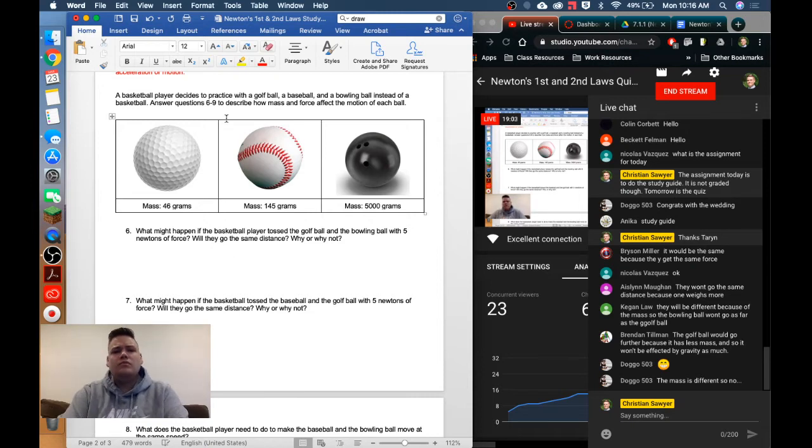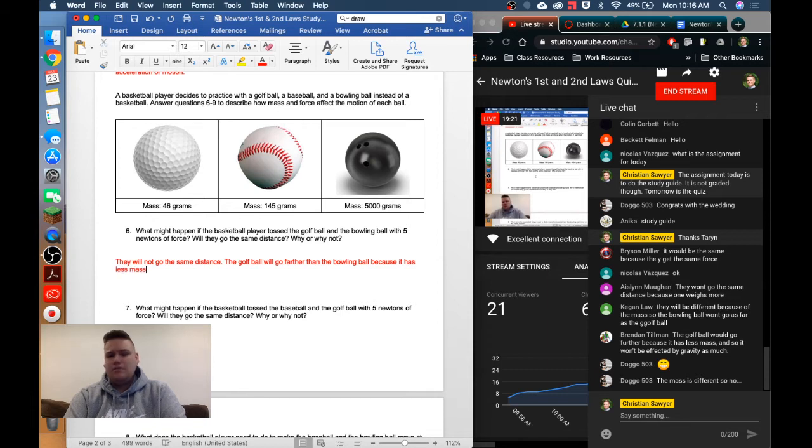So, I'll write it down. They will not go the same distance. The golf ball will go farther than the bowling ball because it has less mass than the bowling ball.